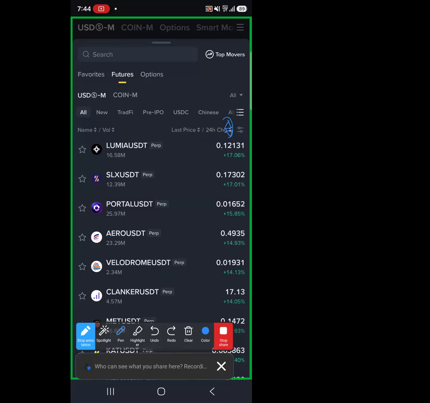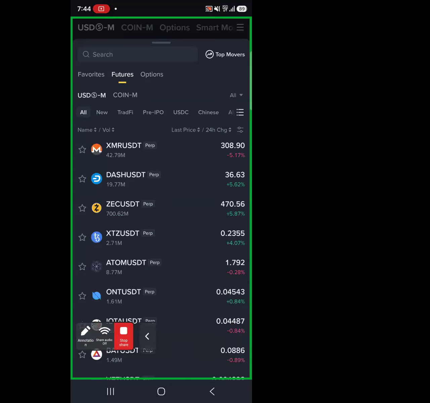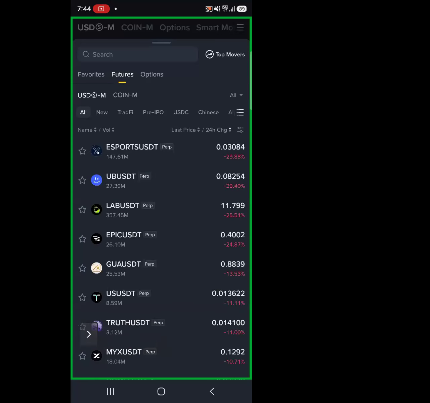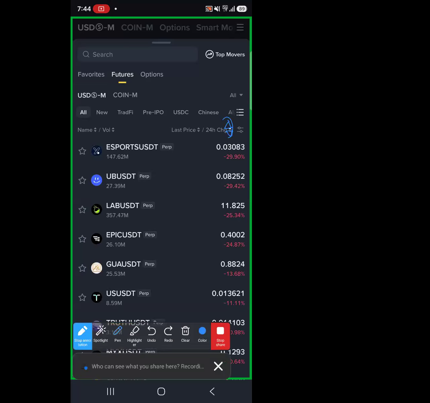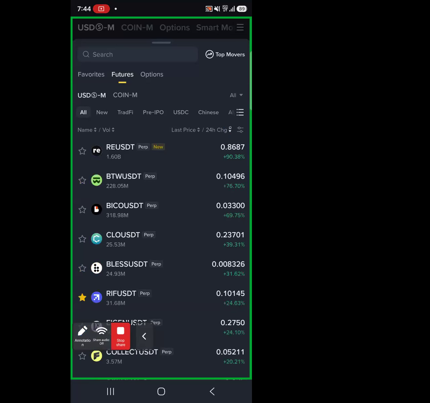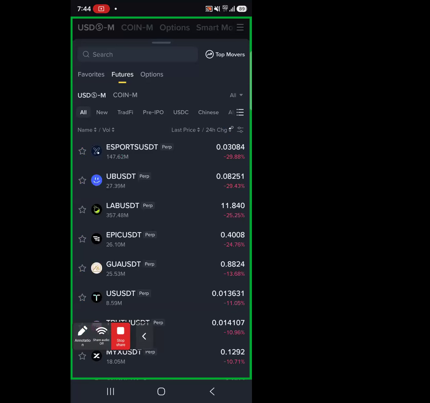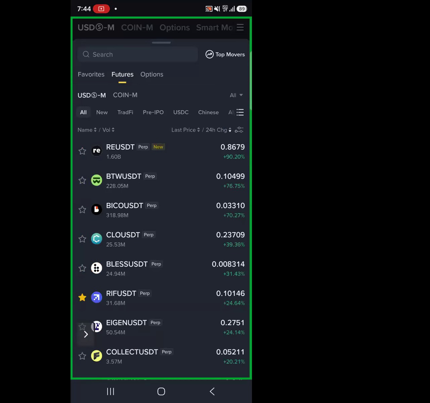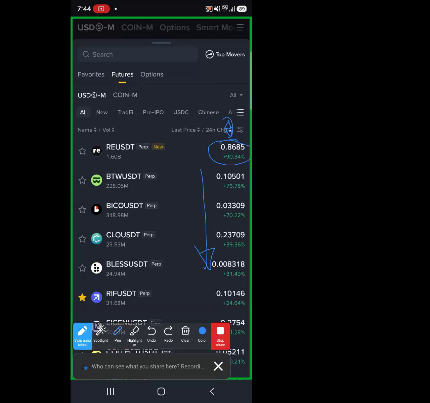When you tap on them, you will see the coins being arranged. If you tap like this, the coins are arranged from the most negative downwards to the less negative. But when you tap on this part again, it changes to the best performing in that order to the least. So it arranges the coins based on how they are performing. That is how you go about that.